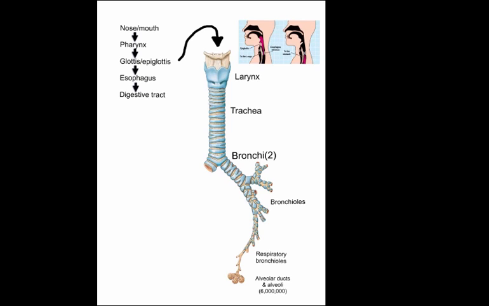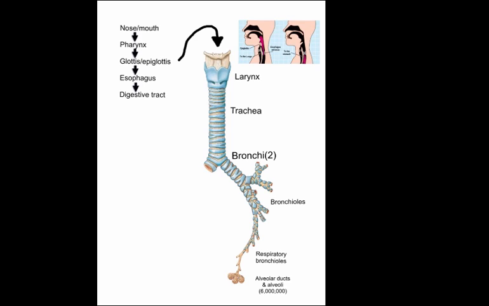So, assuming the air has safely made it past the epiglottis, it moves down into the larynx, followed by the trachea, which then branches into two bronchi, which branch further into the bronchioles, which subdivide more into the respiratory bronchioles, which further subdivide into the alveolar ducts and the alveoli.